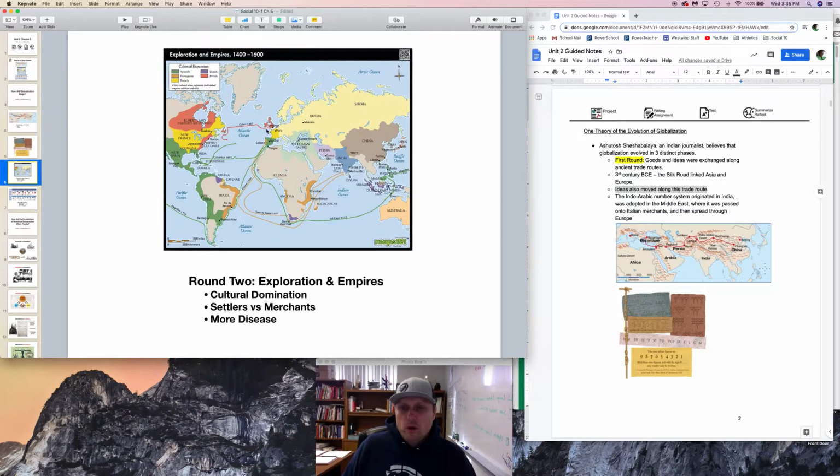Round 2 involved empires and exploration. This is where we pick up from Christopher Columbus sailing from Europe, and then we make all these contacts here, and these colonies then become empires. And I think it's important that you understand the difference between an empire and a country. So a country is located in one area. So first, say Italy. Italy can be a country. Well, let's use Spain. That's a better example.